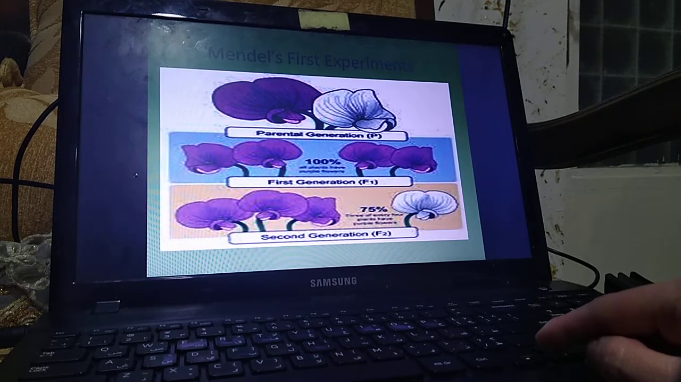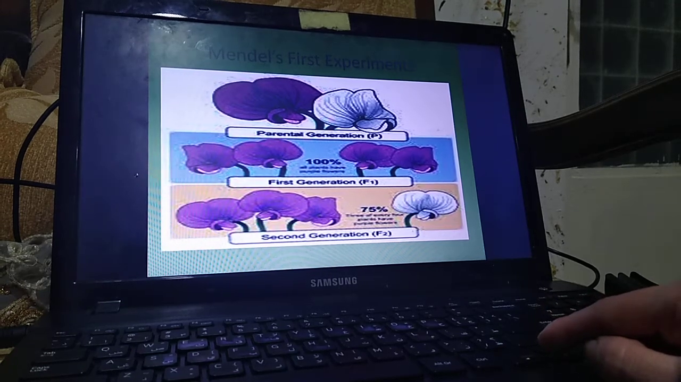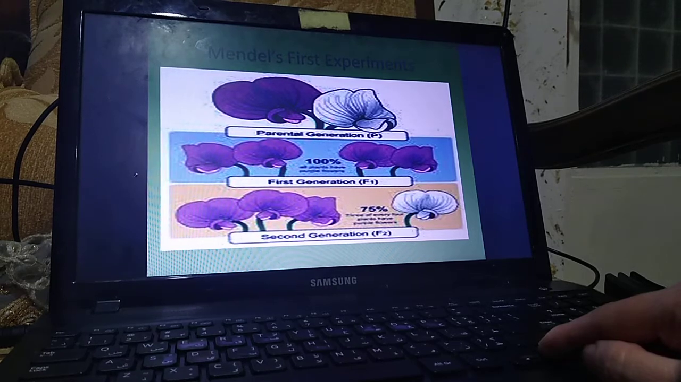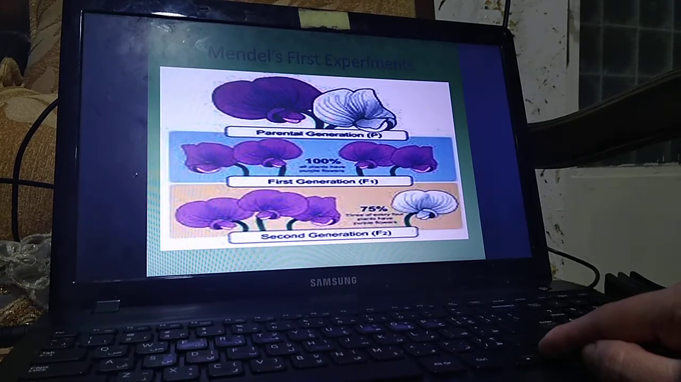Now, did it really disappear or did it just hide? So, to answer that, Mendel let these purple flowers from the first generation self-pollinate. And when he did that, he had the second generation. In the second generation, 75% of the flowers were purple and only 25% were white. So the white color came back, but only in a small proportion, exactly 25%.